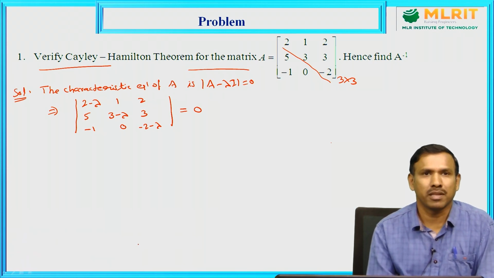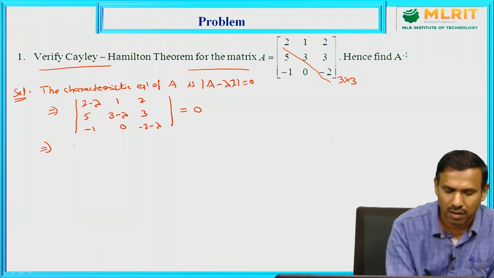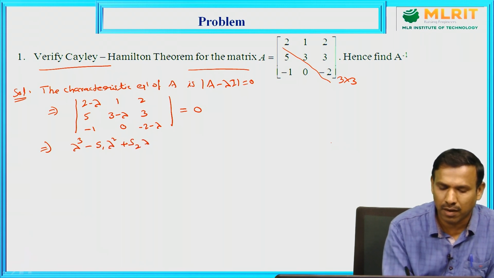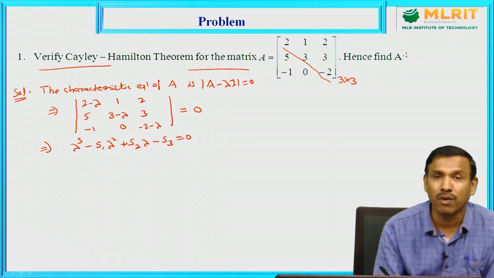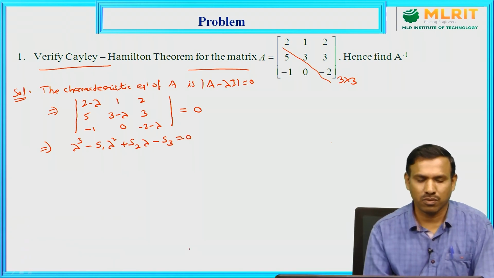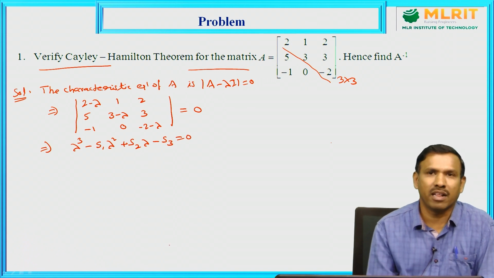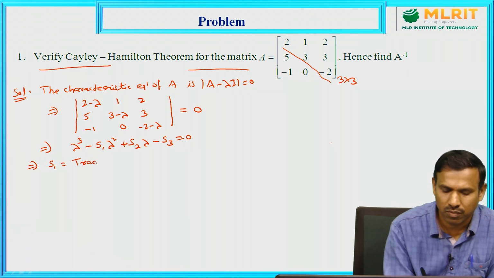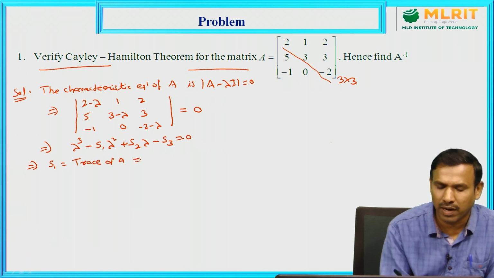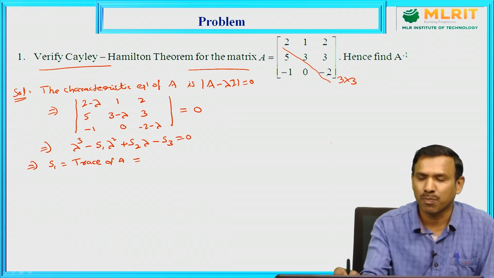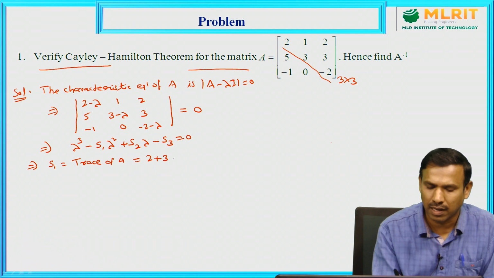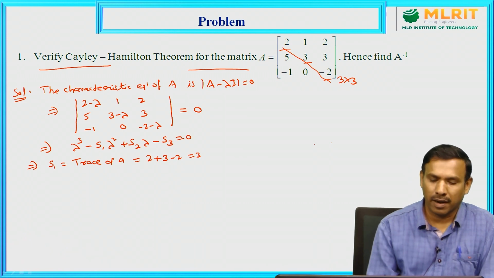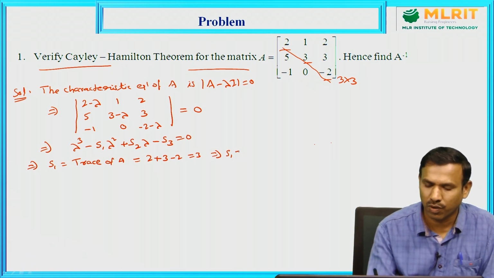or another one, a shortcut formula-based method, that is lambda cube minus S1 lambda square plus S2 lambda minus S3 is equal to 0, where we need to find the S1, S2, S3 values. If you do not know the formula, you can expand the determinant in the usual way. S1 is equal to the trace of the matrix, the sum of the principal diagonal elements: 2 plus 3 minus 2, which is equal to 3. So S1 is equal to 3.